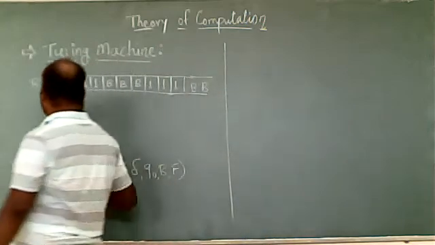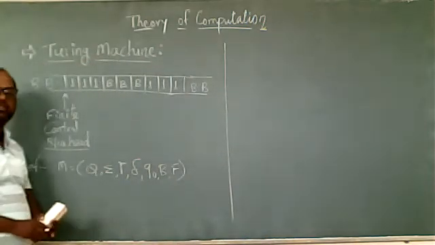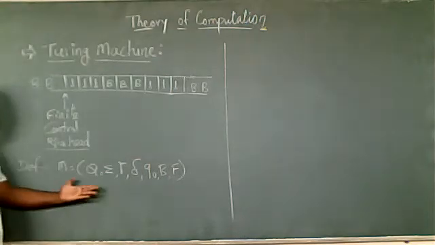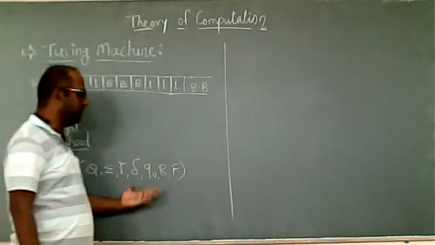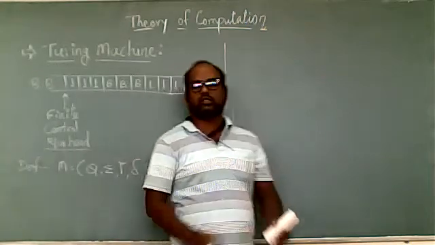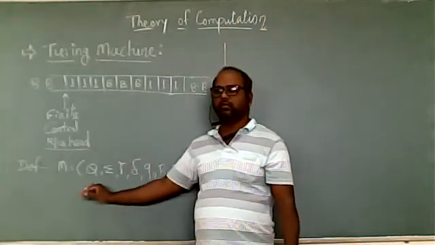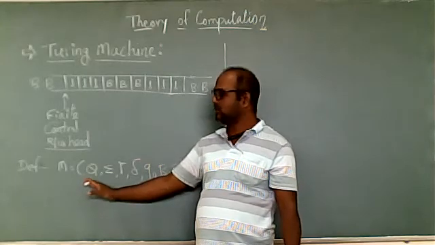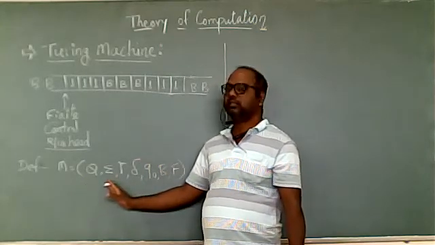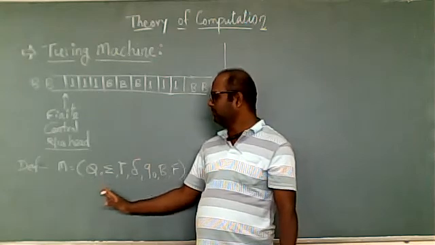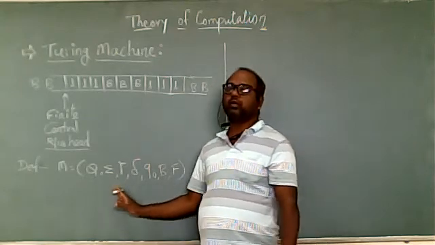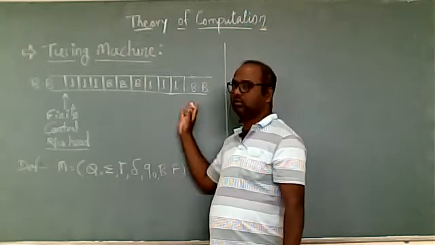The definition of this Turing machine, we can define with the help of seven tuples. Q is the set of states, all the states will be Q. Sigma is your input symbols. Tau is your tape symbols.